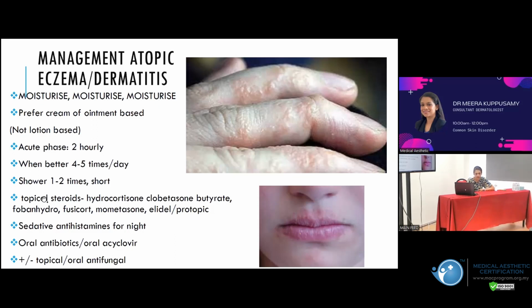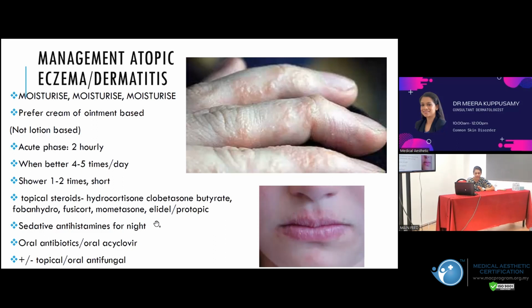Okay, we do use a wide range of topical steroids, depending on the age of the patient, the location that you want to apply, and how fast you want to see the effect. So hydrocortisone and clobetasol butyrate and Foban Hydro, generally I use for small children. When they come to teenagers, then we go to Fusicord, Mometasone or Elomet.